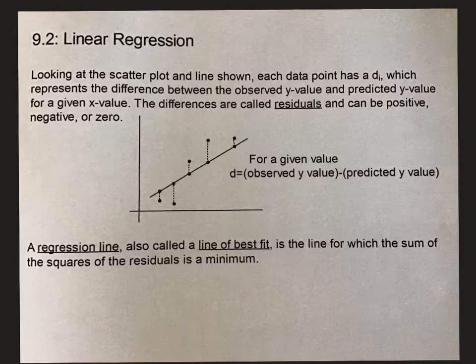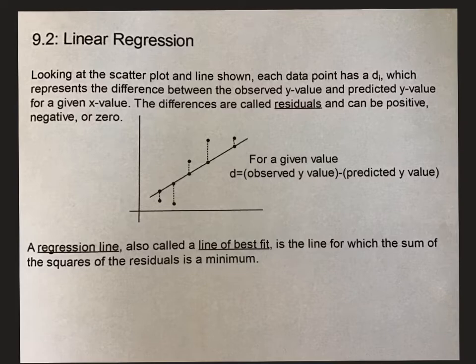So when we move into 9.2, we start talking about linear regression. So when we look at a scatter plot and we say, oh, that generally goes in a positive line, a positive correlation, we could draw a line that would be like the line of best fit, for example. You talk a lot about that in Algebra 1 and Algebra 2 when you're doing regression.